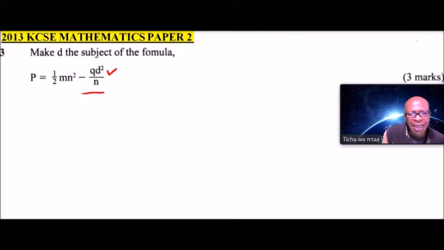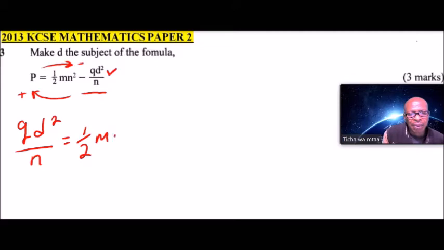So we can start by taking the whole of this across the equal sign. Once you take it across the equal sign, this sign here will change to positive. Then we take p across the equal sign, the sign changes to positive, so this one will change to negative. So we can write it and say, this is the same as qd squared all over n, which is positive, equals a half mn squared. Then p becomes negative, so we have minus p.